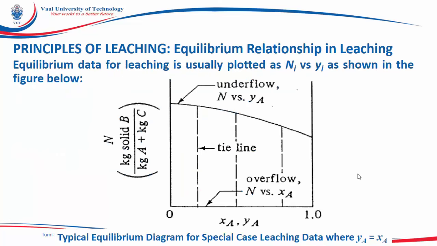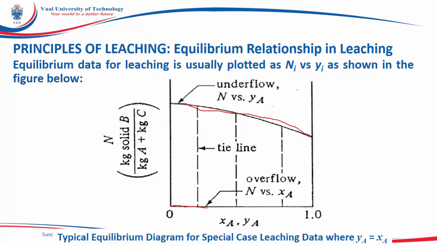Equilibrium data for leaching is usually plotted as Ni, which is the solid holdup in the slurry phase, versus Yi, which is the concentration of solute in the solution that is entrained in the slurry, as shown in this figure here. This diagram shows a typical equilibrium system where solute A is infinitely soluble in solvent C. The upper curve here represents the curve of N versus Y, which is for the liquid composition entrained in the slurry underflow.